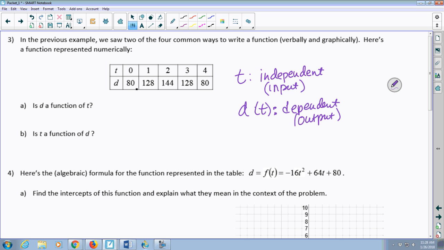So if T is 0, you know D is 80. There's no question. When T is 1, it's 128. When it's 2, it's 144. When it's 3, it's 128. When it's 4, it's 80. There's no discussion. It's okay that 0 and 4 have the same output, because it's unique for that value of T. So yes, D is a function of T.